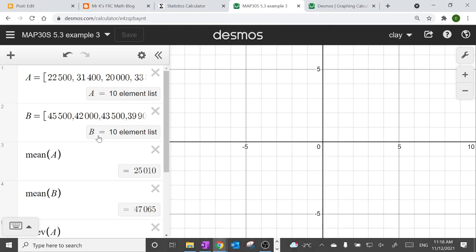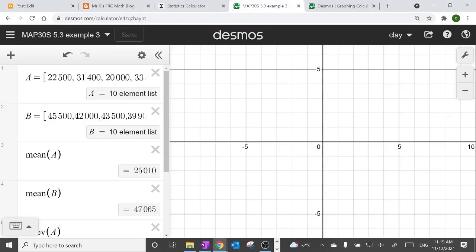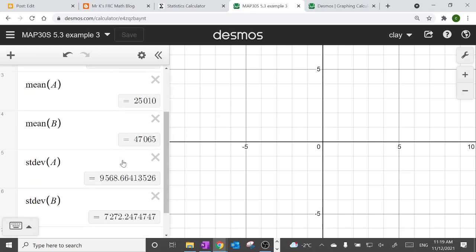So I will give the class a minute here. I'll pause the video. Enter the data from dealership A and dealership B, and you can enter it either as a chart, it wouldn't matter, or you can enter it this way: just A equals and then list the numbers. Okay? So please enter it and away you go.